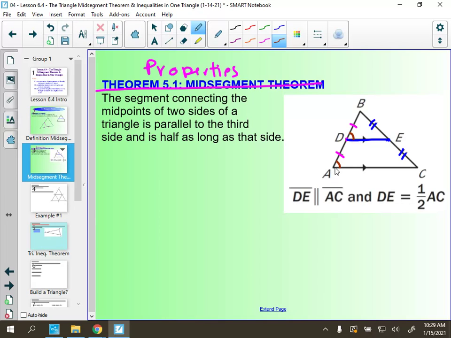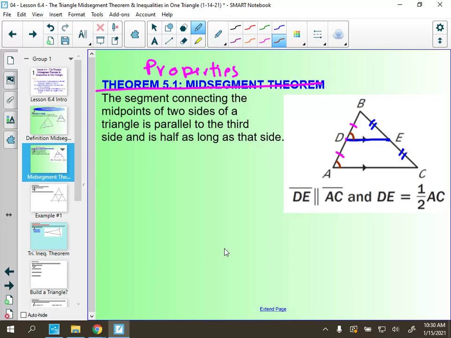Just for example, not that we would use that in a proof, but potentially some algebra problems where I maybe know some numbers here and I'm looking for this expression here or something like that. So that's the first property, always parallel to the third side. And then the second one involves the length of the midsegment. It's always going to be half the length of this third side. So both properties relate to the third side. One is that it's parallel to this side, and the second property is that it's half the length. So obviously if this was 10, this would be 5.